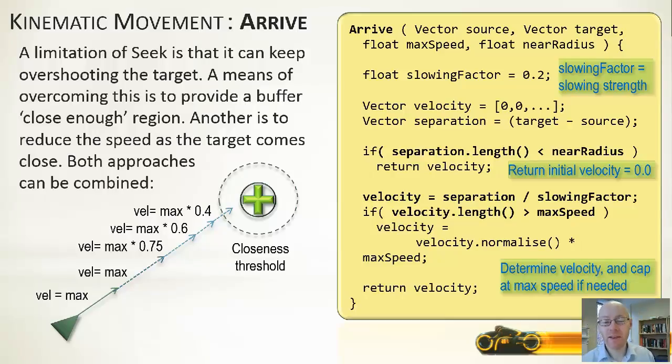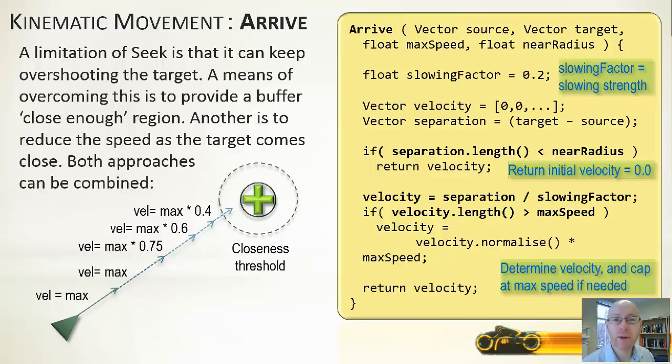The bit underneath that then says that, okay, velocity is equal to separation divided by slowing factor. So it takes the total distance that we have and divides it by the slowing factor. Now this is going to give us notionally a target velocity. And the target velocity is going to increase as the separation length increases. So velocity is equal to separation. So the bigger the separation, the bigger the velocity.